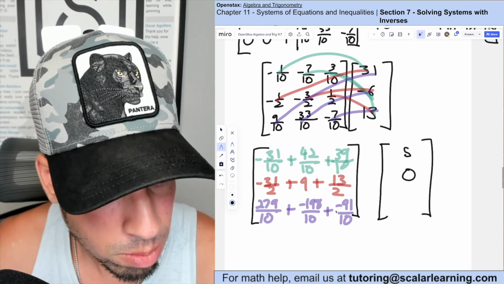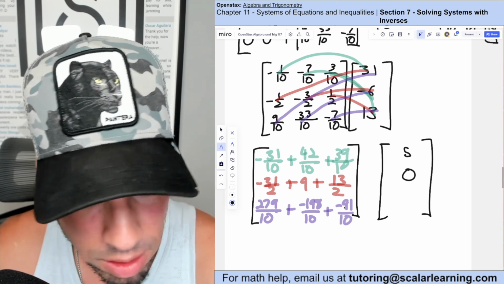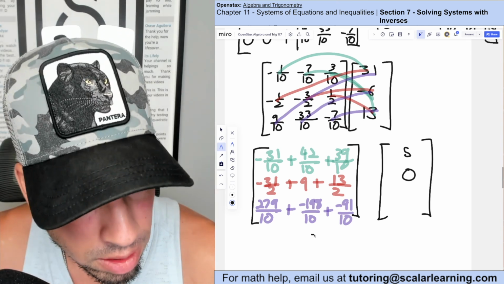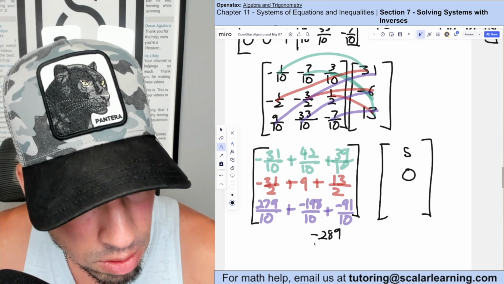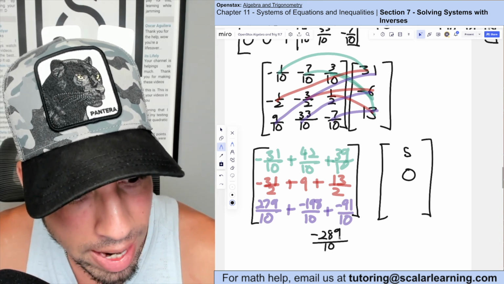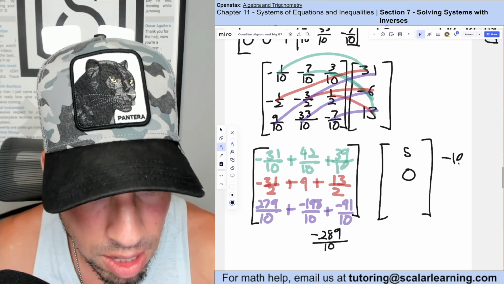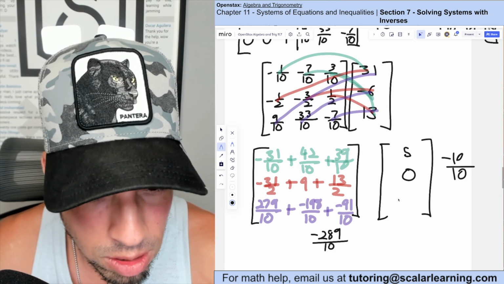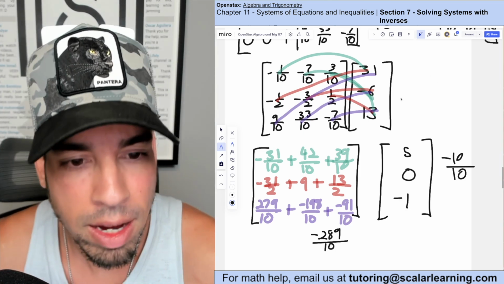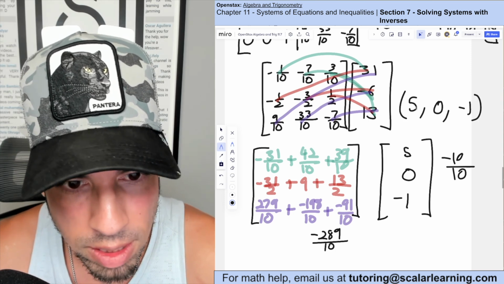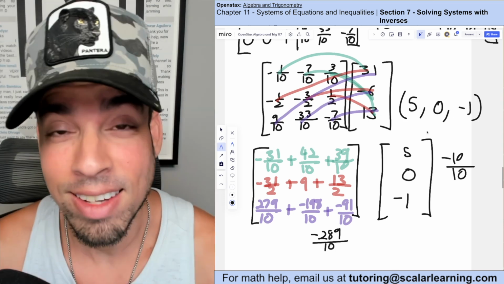Now we got these big numbers. Let's add these two negatives together first. So negative 198 plus negative 91, that is negative 289 over 10. All right, negative 289 plus 279 is negative 10 over 10, which is going to simplify to negative 1. And there's our answer, 5, 0, negative 1. That's X, Y, and Z. That's how you do it.